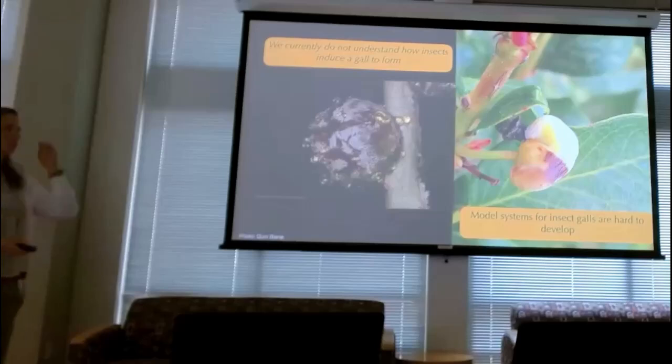And one of the major problems of why we haven't been able to solve this yet is that it's really difficult to find a model system for galling. So they work in these kind of hard systems like oak trees and willows. They tend to have very long generation times, all these things that don't make great models.